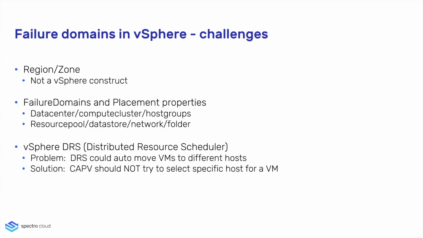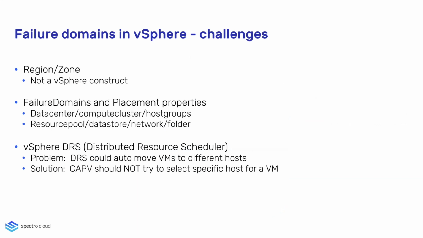So that is how the fault domains are handled in AWS. And compared with the public cloud, there are some specific challenges in vSphere. First of all, Kubernetes understands fault domains in terms of region and zone, which vSphere does not have the concept. Right? In vSphere, you have data center, you have compute cluster, you have resource pools, but there is no region or zone.